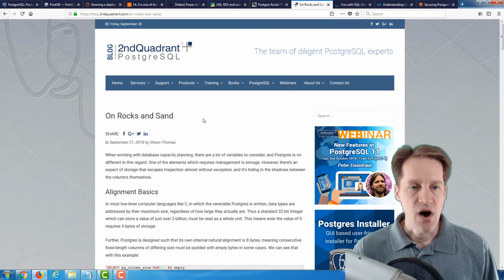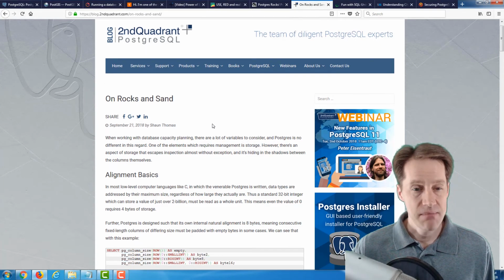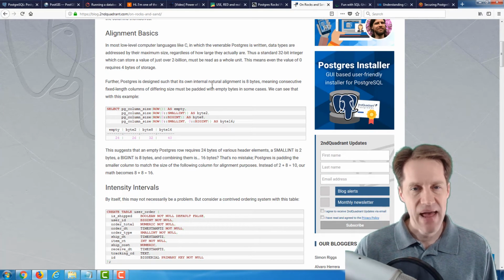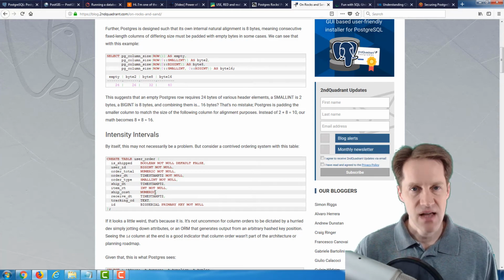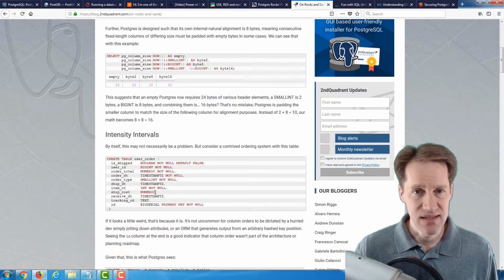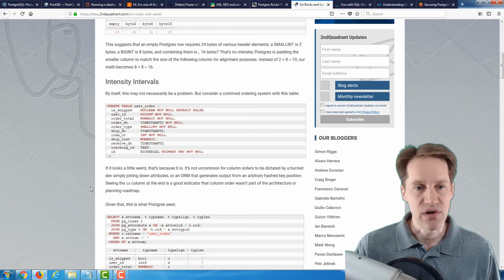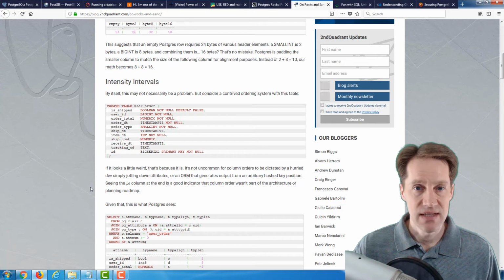The next post is Rocks and Sand, and this is from the secondquadrant.com blog. They're talking about column order in tables, and that Postgres actually creates padding based upon what columns are next to each other. And when you have your column types distributed in a random order in the table, there's a chance that a lot of padding will be introduced, which will cause the table to be larger than the data it contains. And if you're able to plan out your column order based upon the data types, you can actually achieve a space savings in the data being stored.